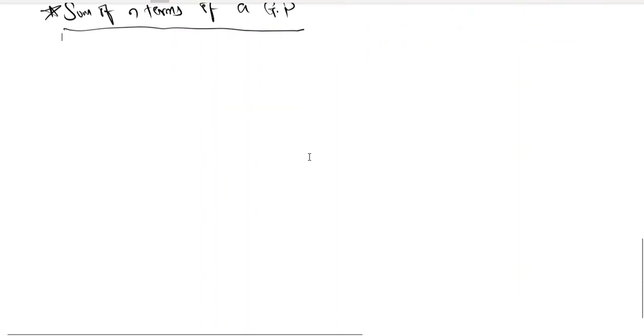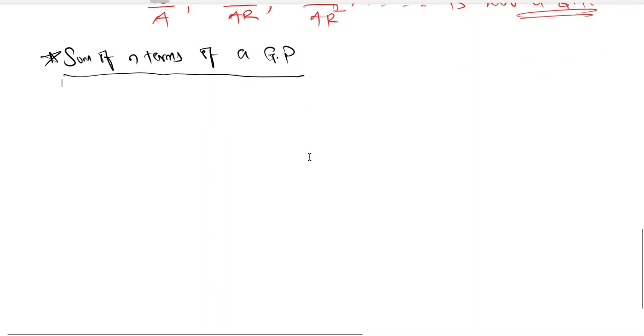So sum of n terms of a GP, the formula is a little bit different from sum of n terms of an AP. If you remember the formula for sum of n terms of an AP, it was S of n is equal to n by 2 bracket 2a plus n minus 1 d. But here sum of n terms of a GP depends on the value of R, right? See, now there are three cases which you have to study.